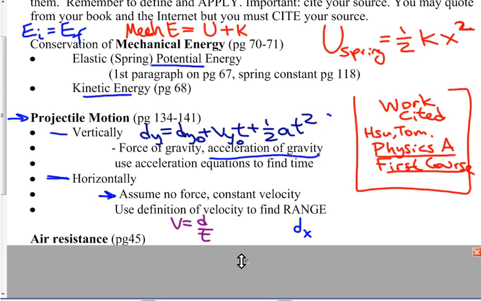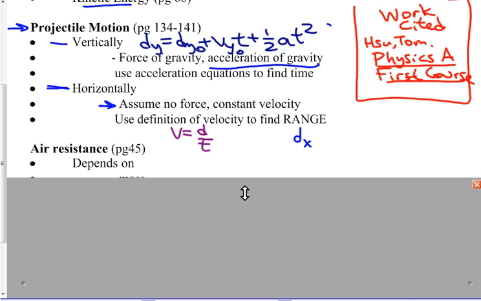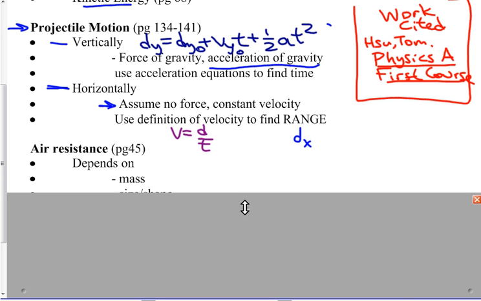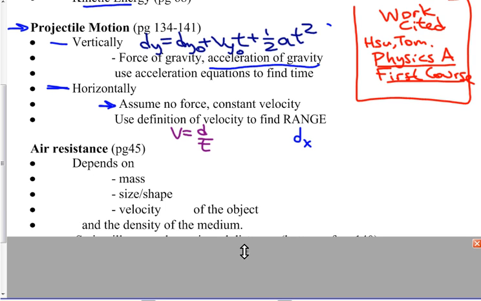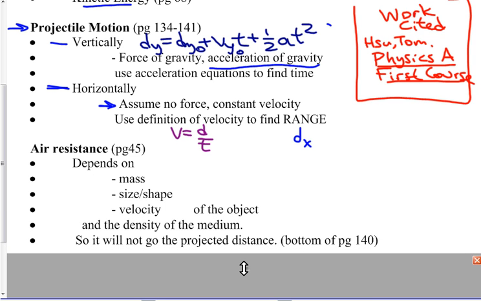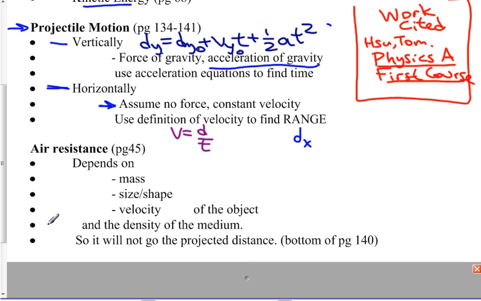However, it does not actually go that far. It doesn't go the 200, 300, 400 meters because of how lightweight your object is. Objects that are light and fast are affected by air more than ones that are massive and not so fast. It depends upon the mass, the size, shape, and the velocity of your object. Well, it also depends upon the density of the medium. So it will not go the projected distance.